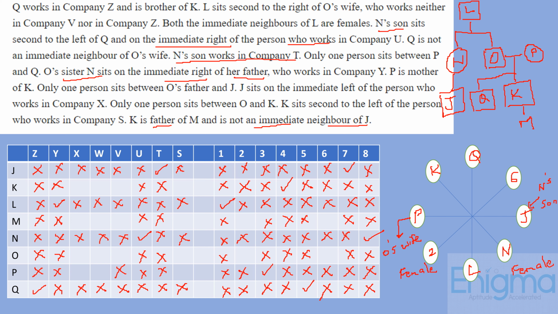Another hint given is only one person sits between O and K. Now O is again a male, so O cannot be in position number 2. So the only possible valid position for O is position 6. So in position 2 you will have M. Hence, now we know the gender of M as well.